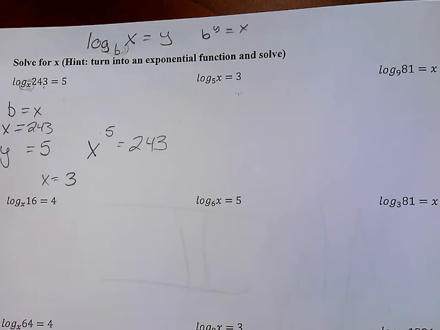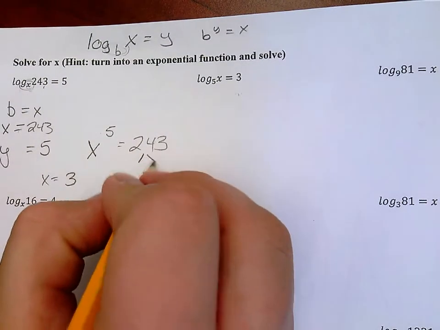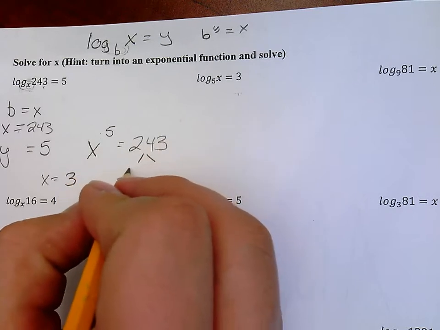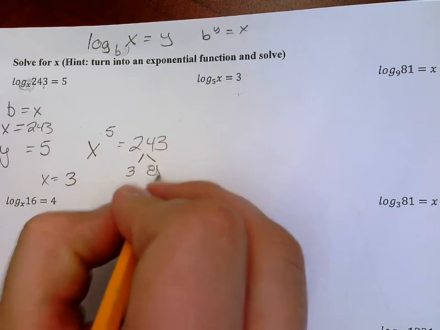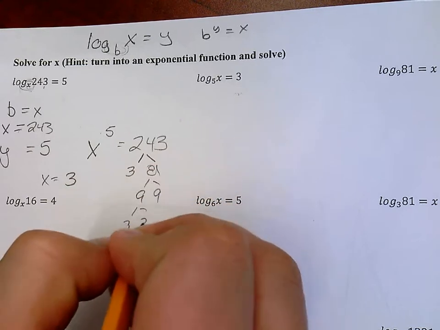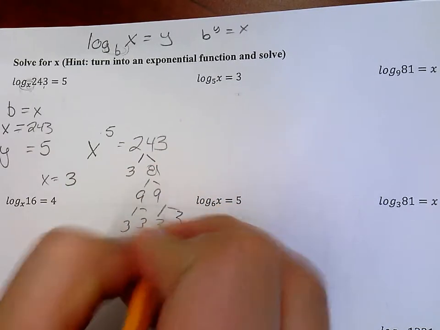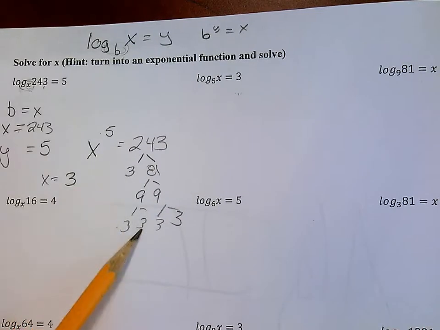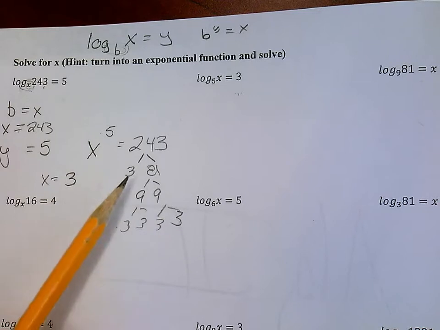Now the other way to do it is to actually break this down. Figure out what goes into 243. Well, once you play around, you'll figure out that it's 3 and 81. Then you break down 81 into 9 and 9. You break down 9 into 3 and 3, so 3, 3, 3, and 3. Which is the same as saying 3 to the 1, 2, 3, 4, 5th power. So that means that 3 would be our answer here. Okay?